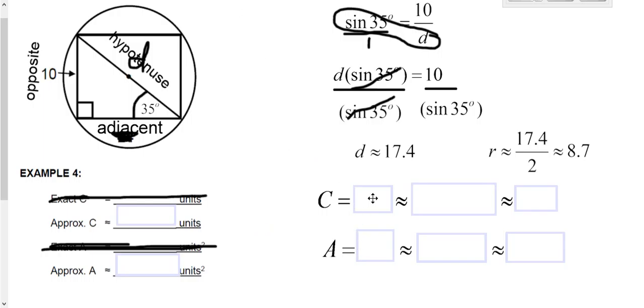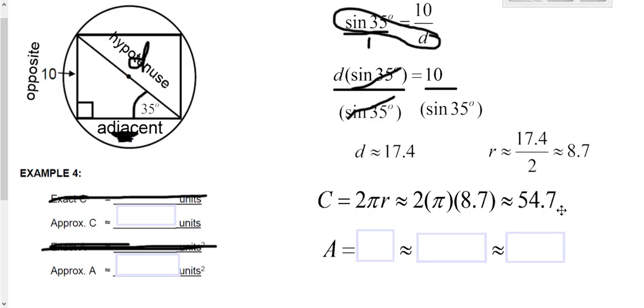So I keep putting this formula to drill it in your head. Circumference, 2 times pi times the radius. So 2 times pi times 8.7 was the radius, not 17.4. And that's approximately 54.7. They didn't have any units, so they just put the word units there.